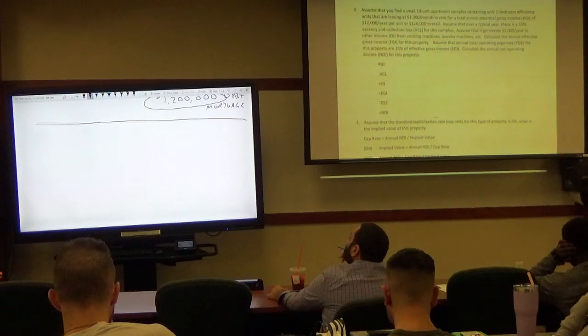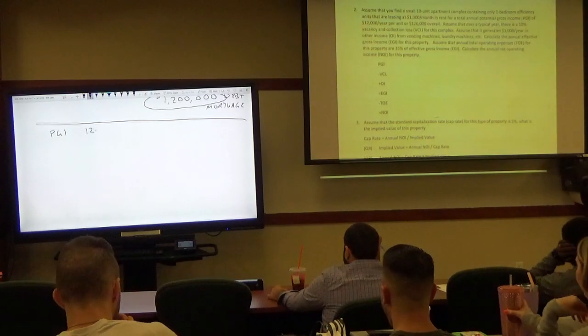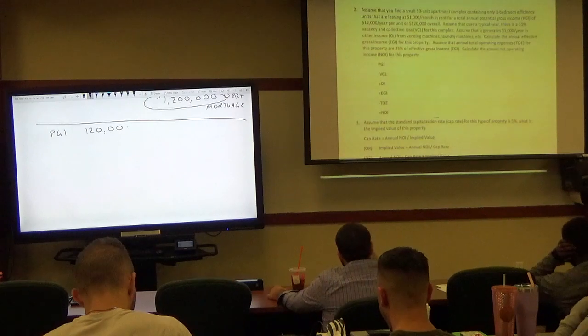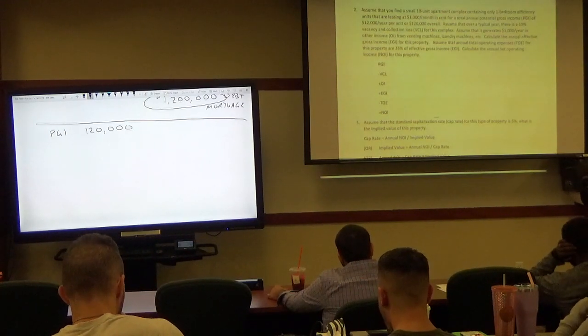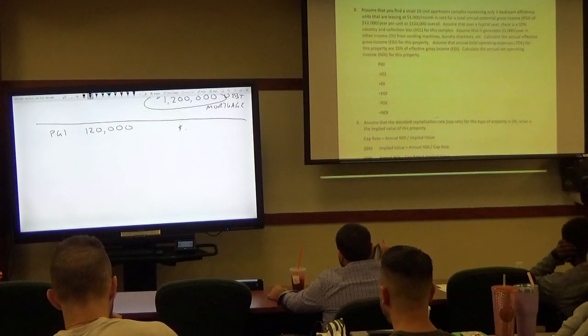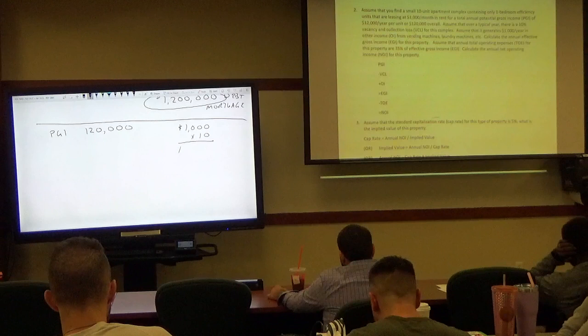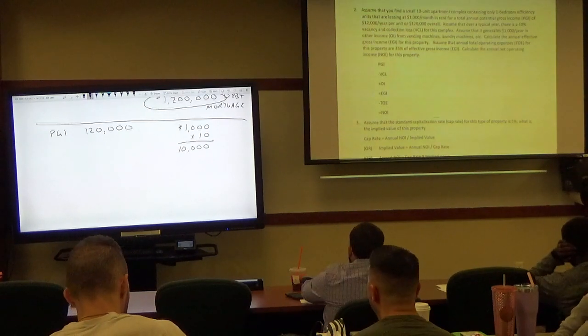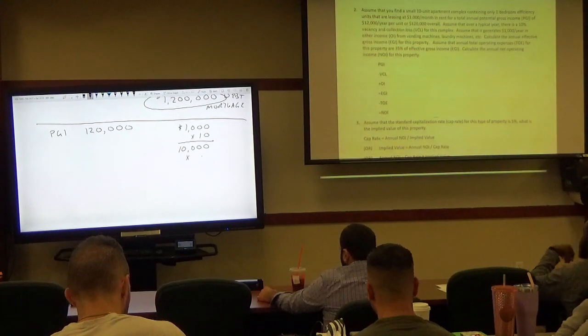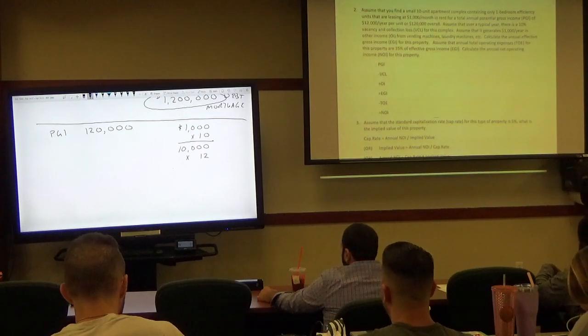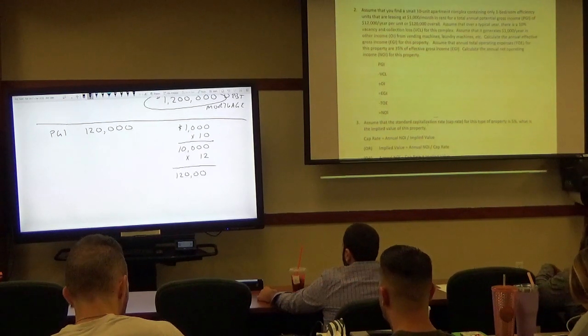So our potential gross income, the maximum income we could expect to generate from rental income, is $120,000. Does everybody understand how we got there? We've got rental income of $1,000 a unit times 10, so that's 10,000. Then multiply that by 12 months, and it gives you 120,000. Everybody cool? No issues, no problems.